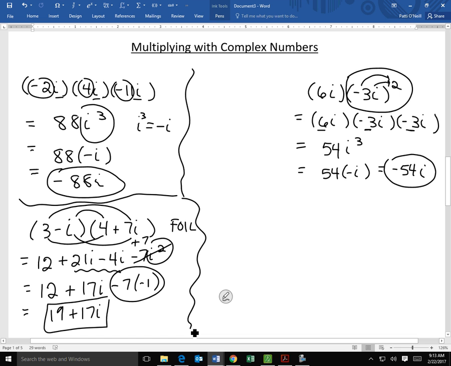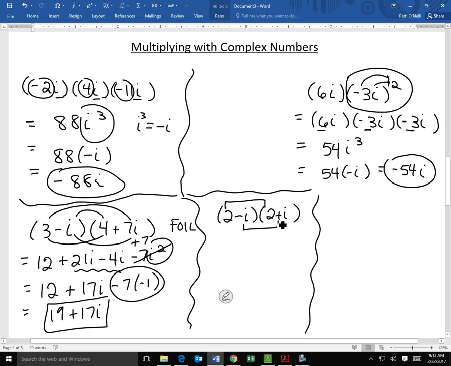What if I gave you something like this? 2 minus i times 2 plus i. Very similar type of problem, except we notice something is going on here. We have the same first terms, we have the same last terms, and the signs in the middle of our complex numbers are different. We talked about the fact that these are called conjugates.